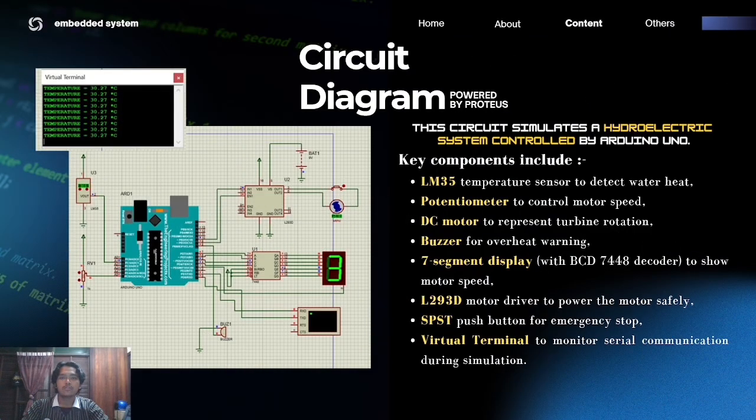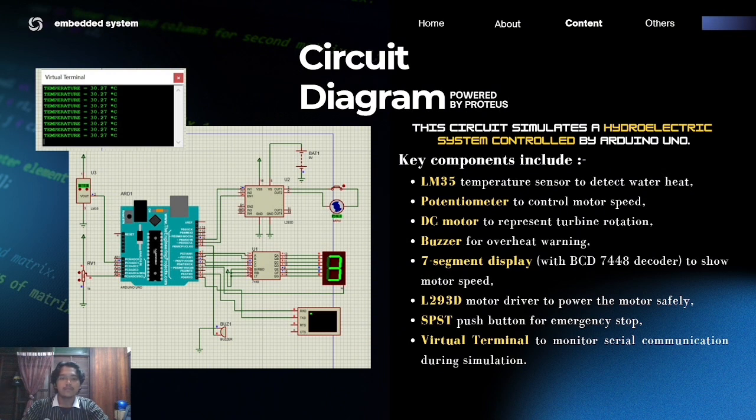Now I will continue the presentation with the explanation of the circuit diagram that we use in our assignment. On the left side, you can see the circuit diagram. Basically, there are 3 inputs and 3 outputs for the circuit. The inputs that we use are the temperature sensor, potentiometer, and also the switch. For the outputs, we use a motor driver, 7 segment display, and also the buzzer.